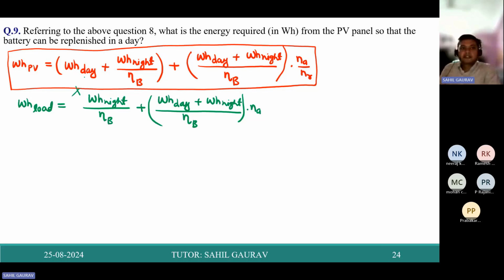While for the PV, this day will also count, because during day it is providing the power, and this night is also counting, because this amount of power we need to recharge the battery. So WH night upon efficiency of battery. And for the autonomy days, WH day plus WH night upon efficiency of battery, multiplied by the number of autonomous days, and this amount of energy is discharged from the battery. So you have to divide by the number of recharge days, so that is the amount of energy that we require from the PV.